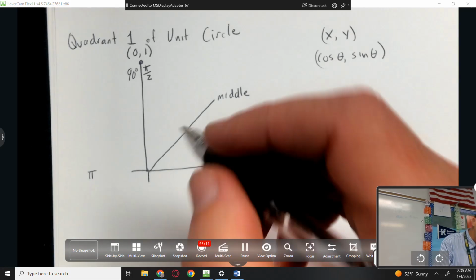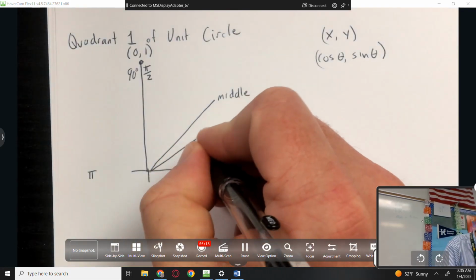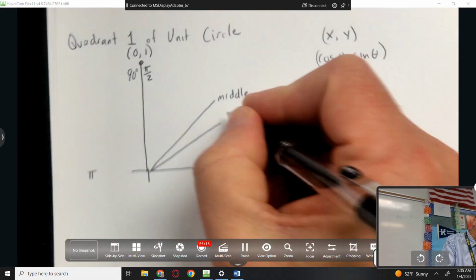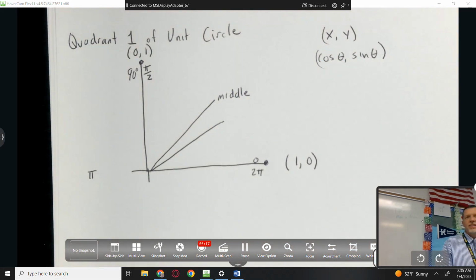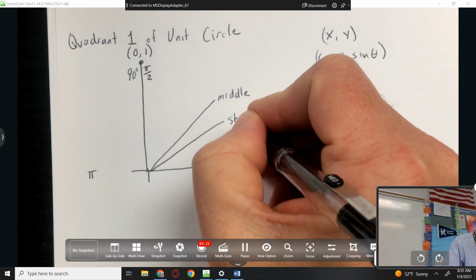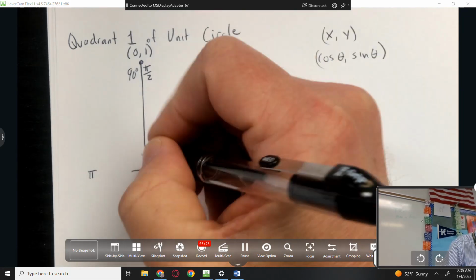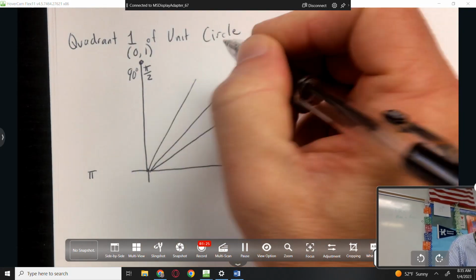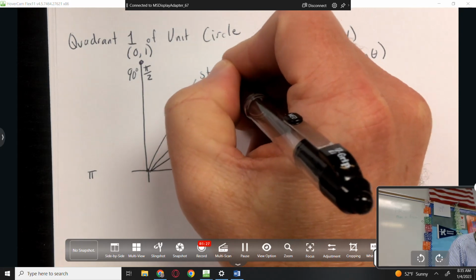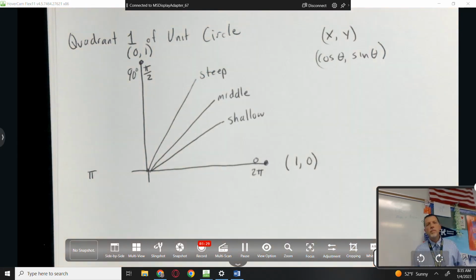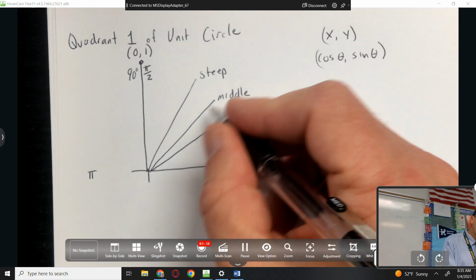There's 2 others. There's one that's a little less than that. What did we call that one? Do you remember? Shallow. That's the shallow angle. And there's one that's a little more than that one. That one's the steep angle. And then every quadrant has a shallow, a middle, and a steep angle. Middle is probably the easiest one.